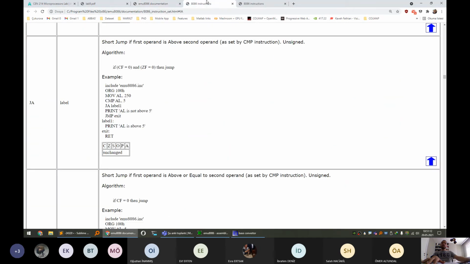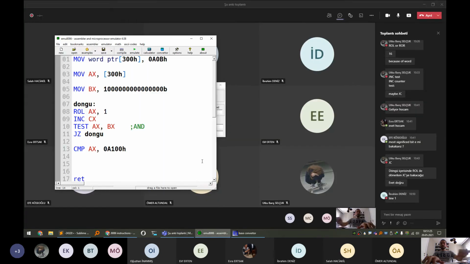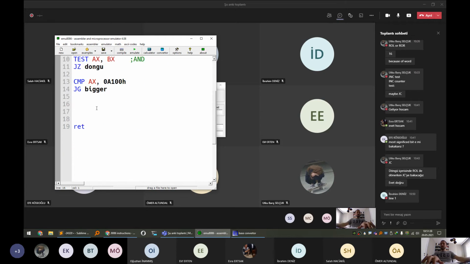Let me open both of them. Jump above is unsigned, jump greater is signed. So I'm going to use jump greater. If AX is bigger than 100, jump greater to the bigger part. If not, this is the smaller part. This is the bigger part.